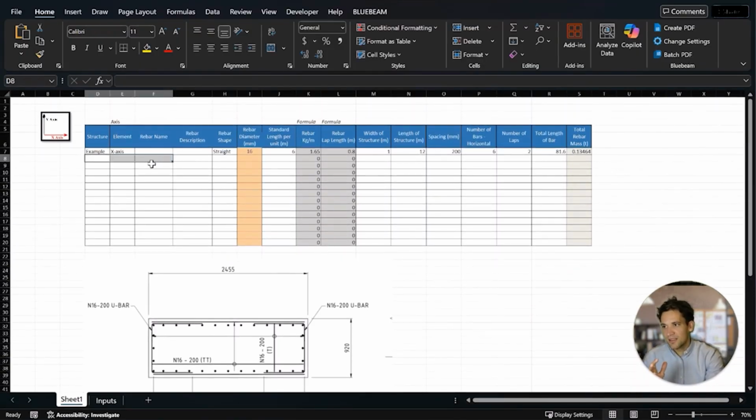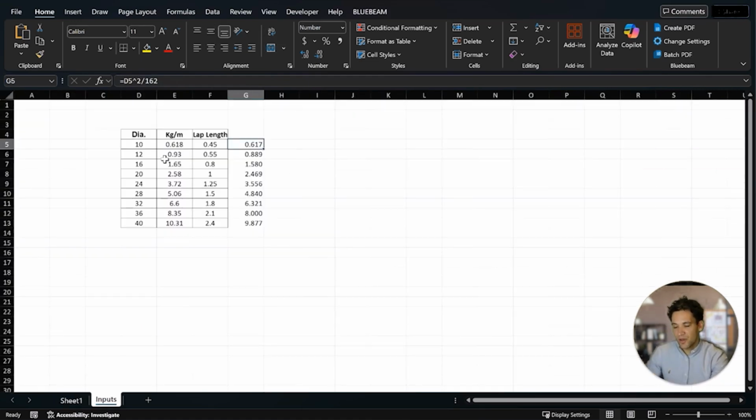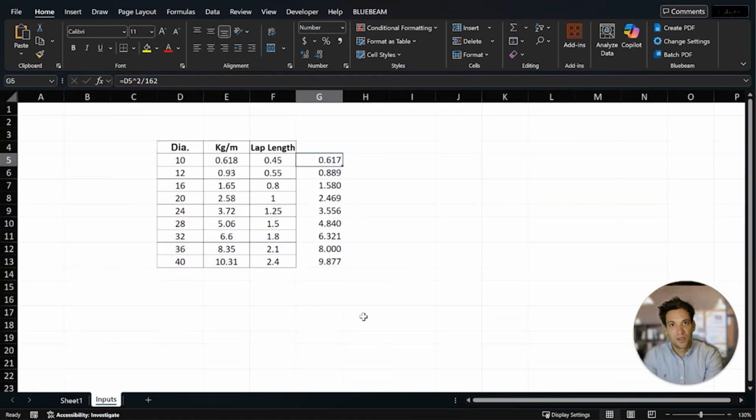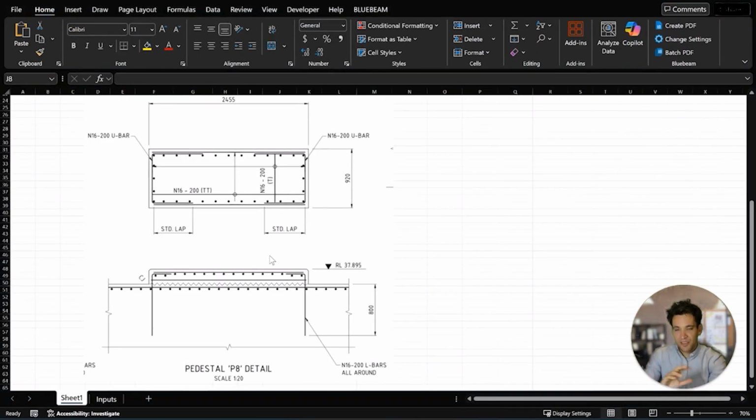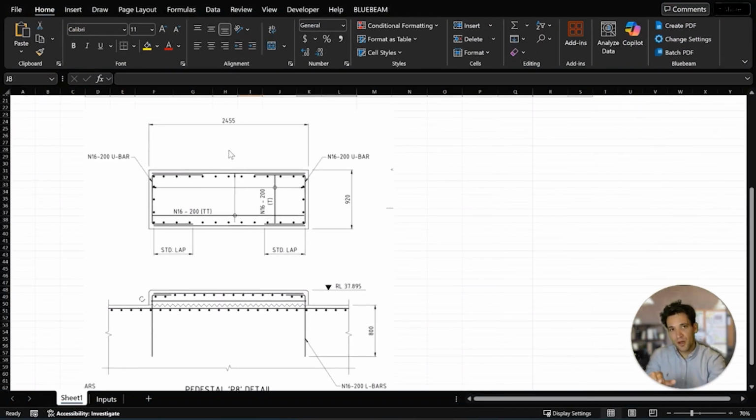Basically, what you do is you list out all the different types of bars. You put in description, the name, the shape, the diameter, and based on this table of values, so all the different reinforcement bar types, it'll give you the weight in kilograms per meters, and we're just using a standard lap length. But yeah, so I'm using the really simple drawing from before, 2400 long slab, 920 mil wide.